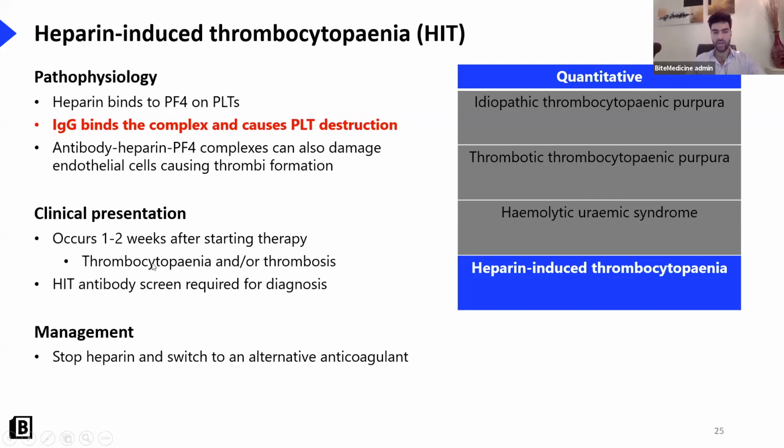The way to confirm a diagnosis is, number one, through the clinical presentation, and number two, you can look for the antibodies against the heparin platelet factor 4 complex. The management is just to stop the heparin. So you stop the heparin and switch them to an alternative anticoagulant if they really do need anticoagulation. Good, I hope that made sense.